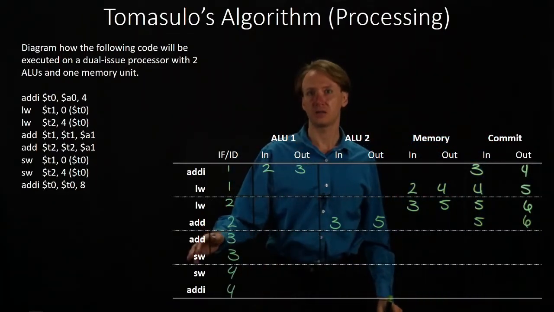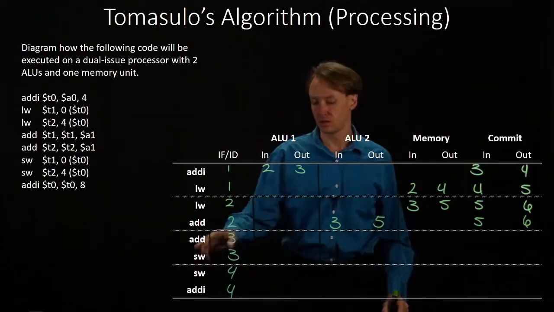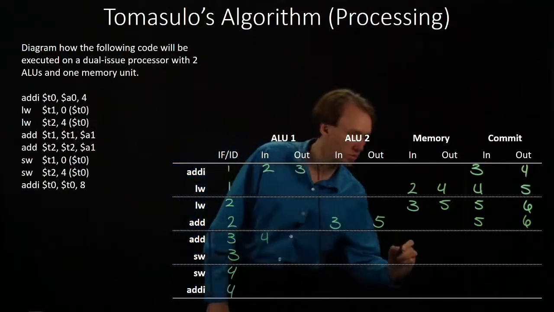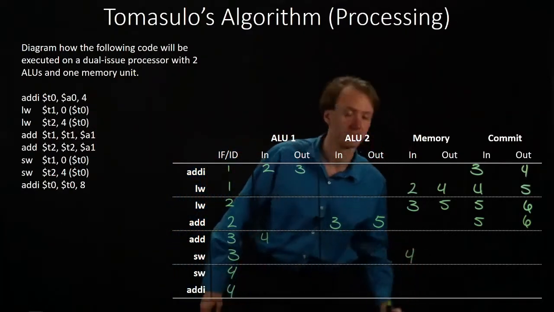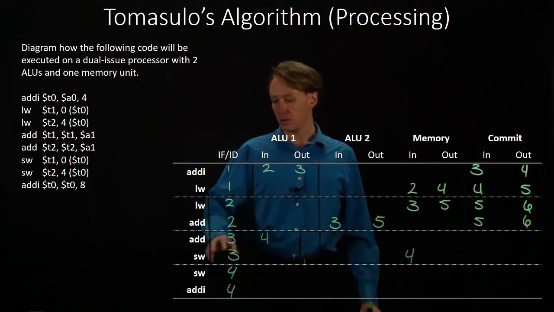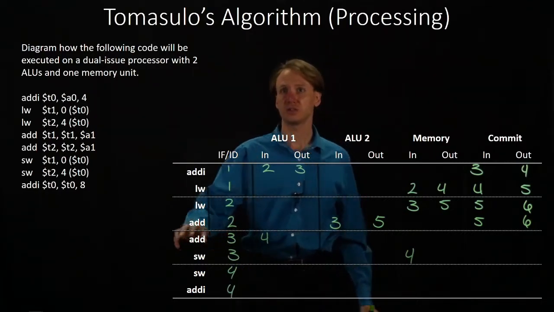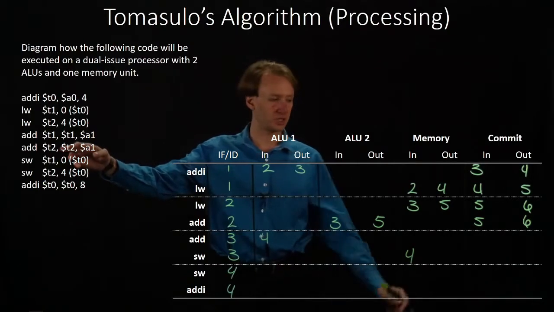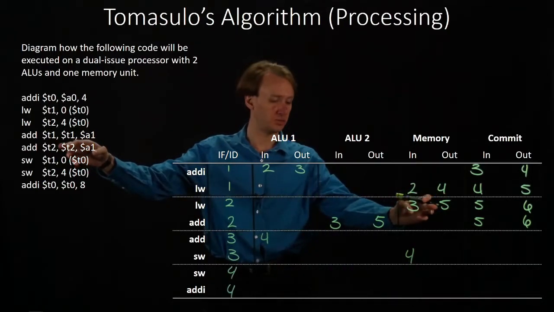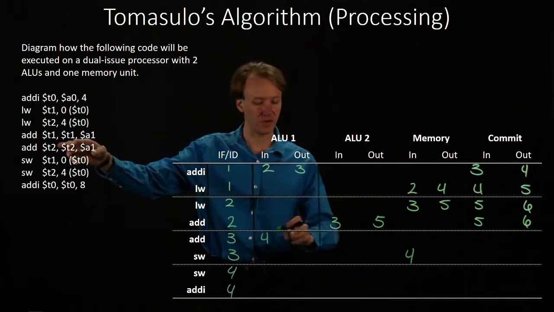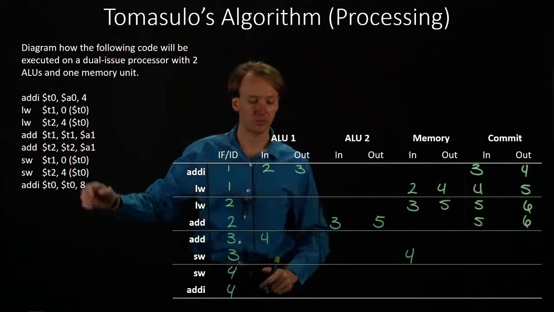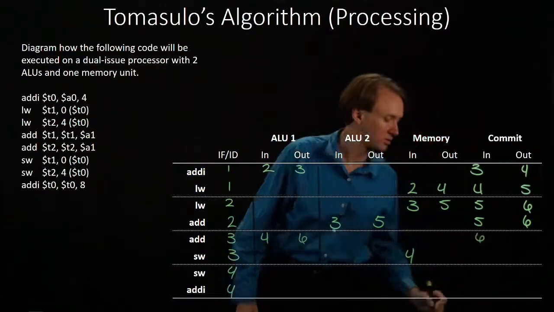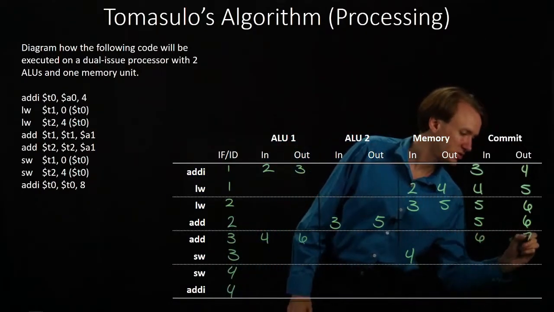Now we have an add and a store word instruction. I'll send the add to the first ALU and the store word to the memory unit. Our second add instruction is again dependent on A1, but this time T2. So we get T2 from our second load word instruction. So that will be available in cycle 5. Then we'll be able to run this instruction in cycle 6. Then we can commit this instruction in cycle 7.